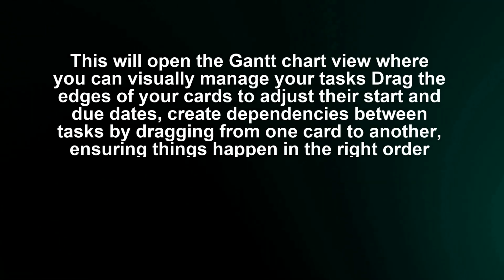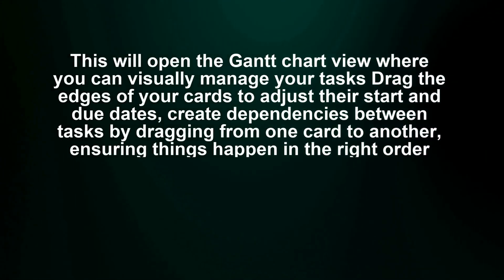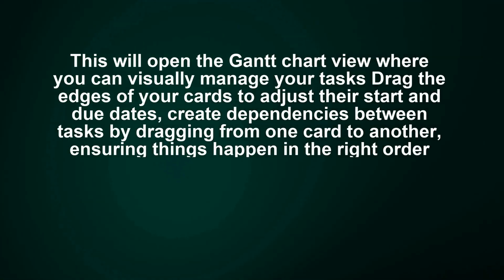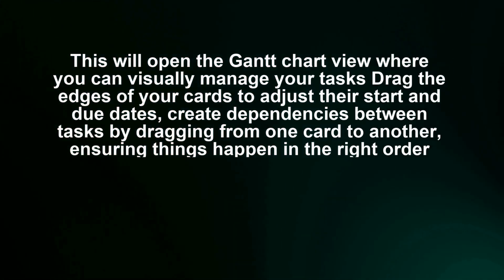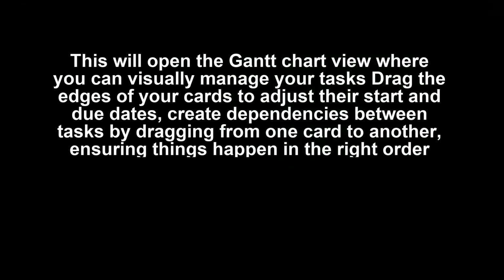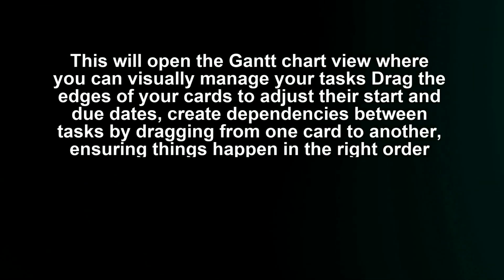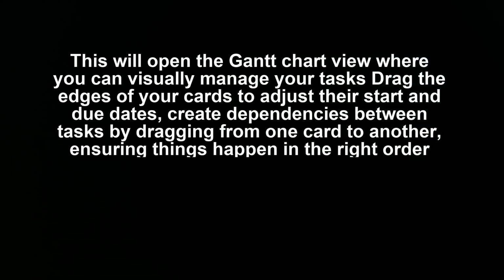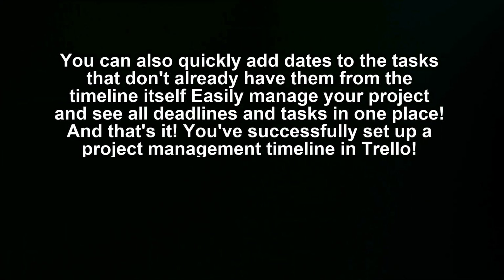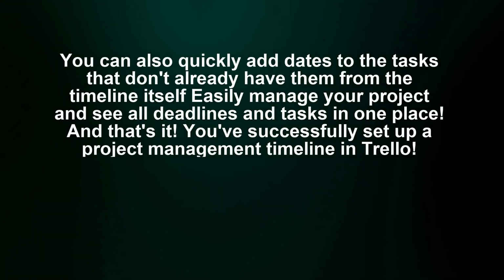Click it. This will open the Gantt chart view where you can visually manage your tasks. Drag the edges of your cards to adjust their start and due dates. Create dependencies between tasks by dragging from one card to another, ensuring things happen in the right order. You can also quickly add dates to the tasks that don't already have them from the timeline itself.